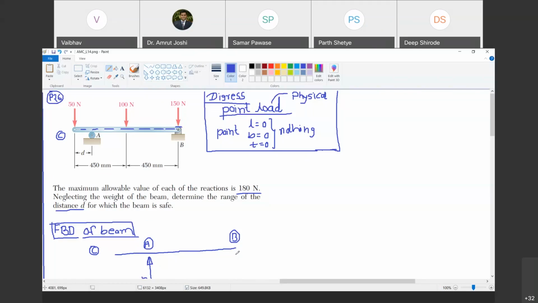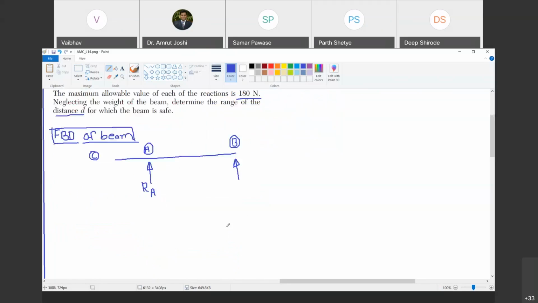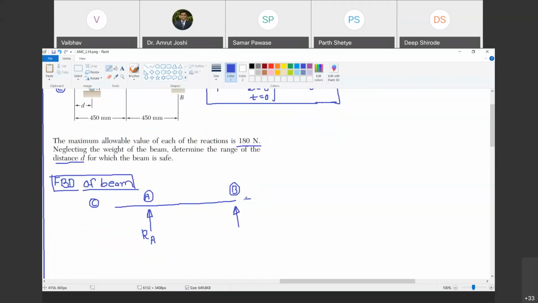How many reactions can it offer? It can offer two orthogonal reactions. Do you agree with me? Sir, up and down. Yes, only force reactions. Now I cannot call this RB because at B we have two reactions. It is not a single reaction, so I cannot call it RB. I will call it VB, vertical reaction at B, and HB, horizontal reaction at B. Do you agree with me? Yes, sir. Okay. So now if I am calling it VB and HB, why did I show VB upwards?